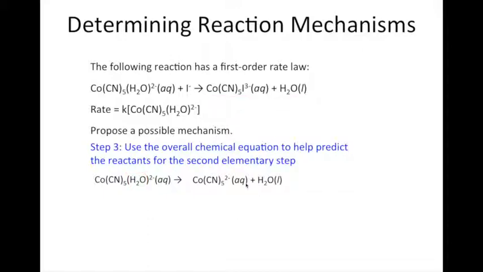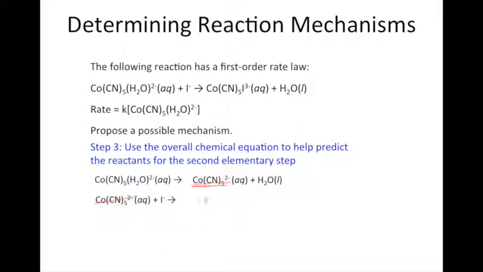Well, let's take a look at the third step. Use our overall chemical equation to help us predict the reactants for the second elementary step. Well, somehow we've got to get iodine in here, so we have to have I minus most likely as a reactant. And this one, cobalt tetracyanide, is not in our overall chemical equation, so this must be an intermediate, and we need it to cancel out. So iodide, I minus, and this must be my two reactants, that way we can get this intermediate to cancel.